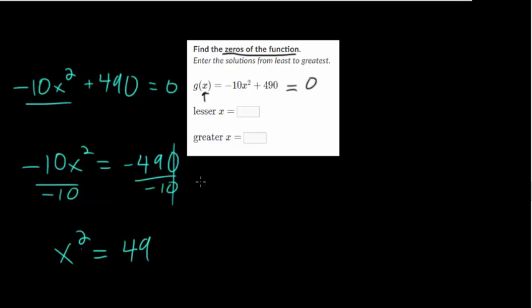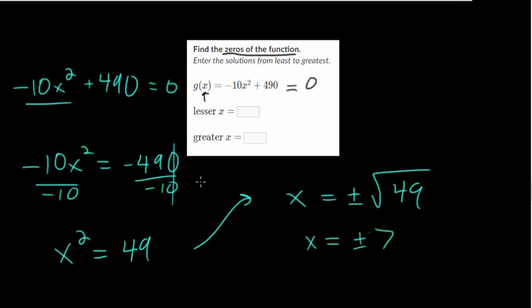And now, since we have the x squared term by itself, we're going to take a square root of each side. And we got to put our plus or minus. So we need the square root of 49. And that would be 7. So our answers are positive 7 and negative 7. And you can see that's true. If you plug that in here, negative 7 times negative 7 is positive 49. Likewise, 7 times 7 is 49.